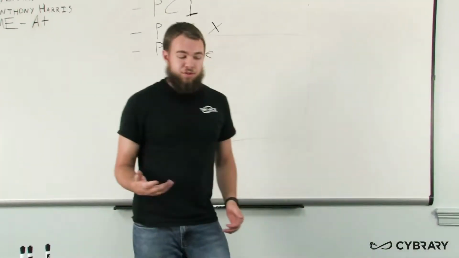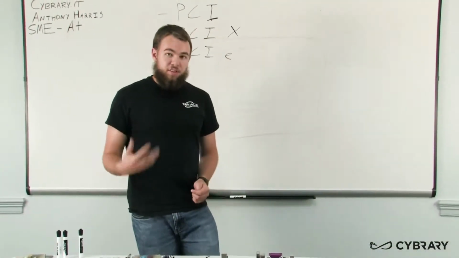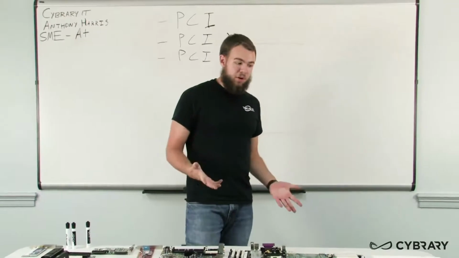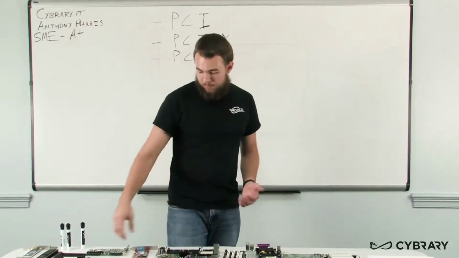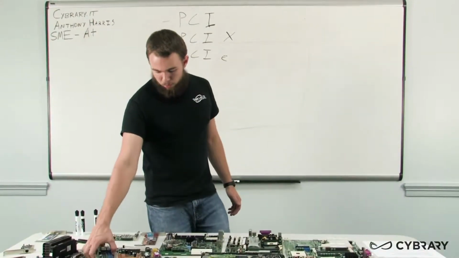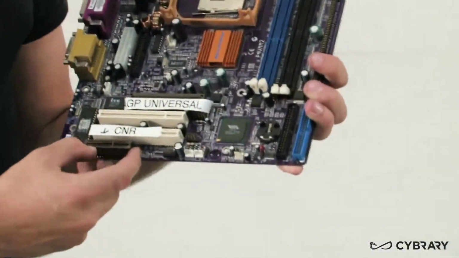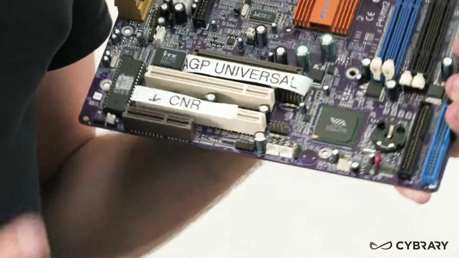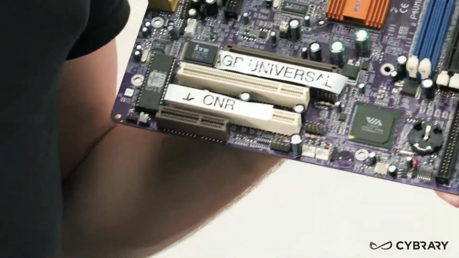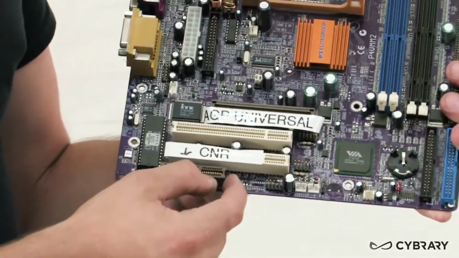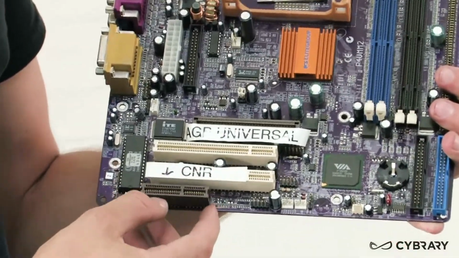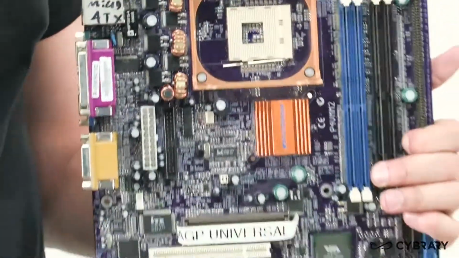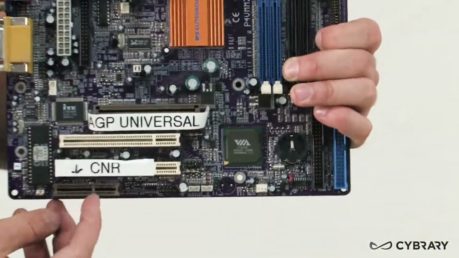So the next actual slot that we're going to look at is going to be our CNR slot, which is known as a Communications Network Riser slot. We have one on this board. Our CNR slot used to be a different slot known as an AMR, which was an audio modem riser. Now we use it just as a CNR slot, and the CNR allows up to 6 channels of audio support.